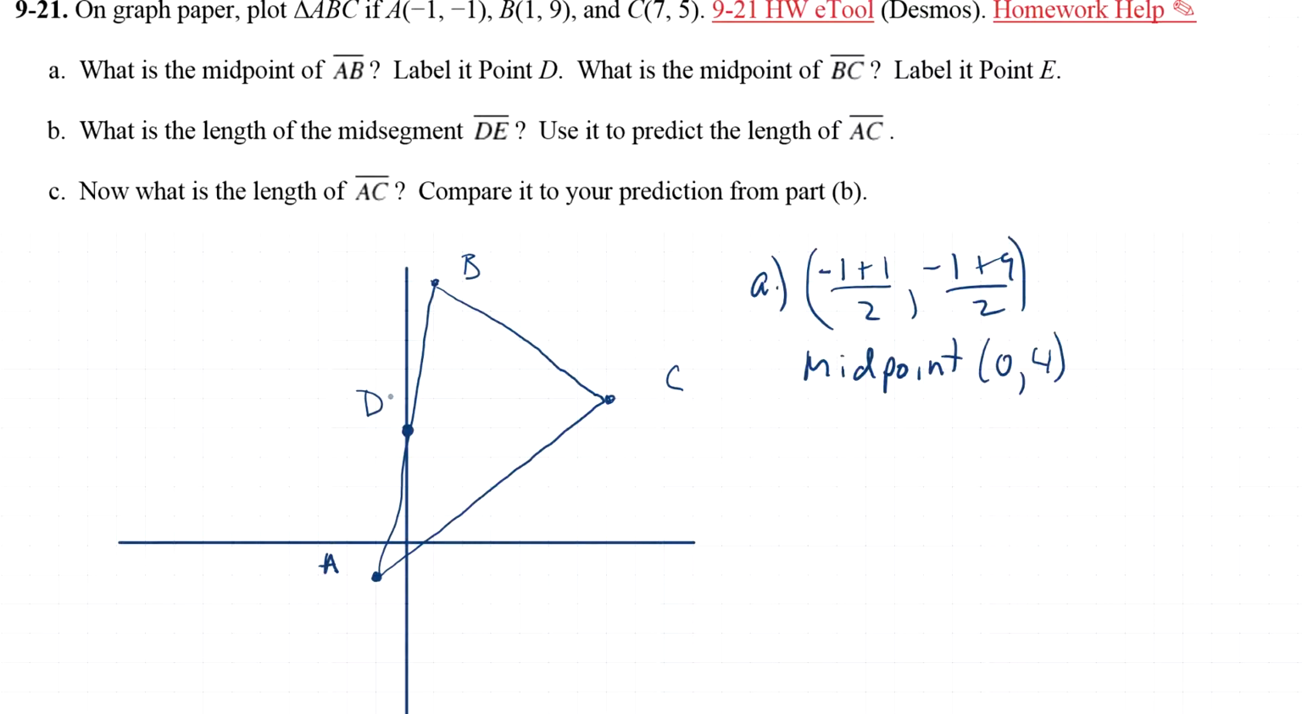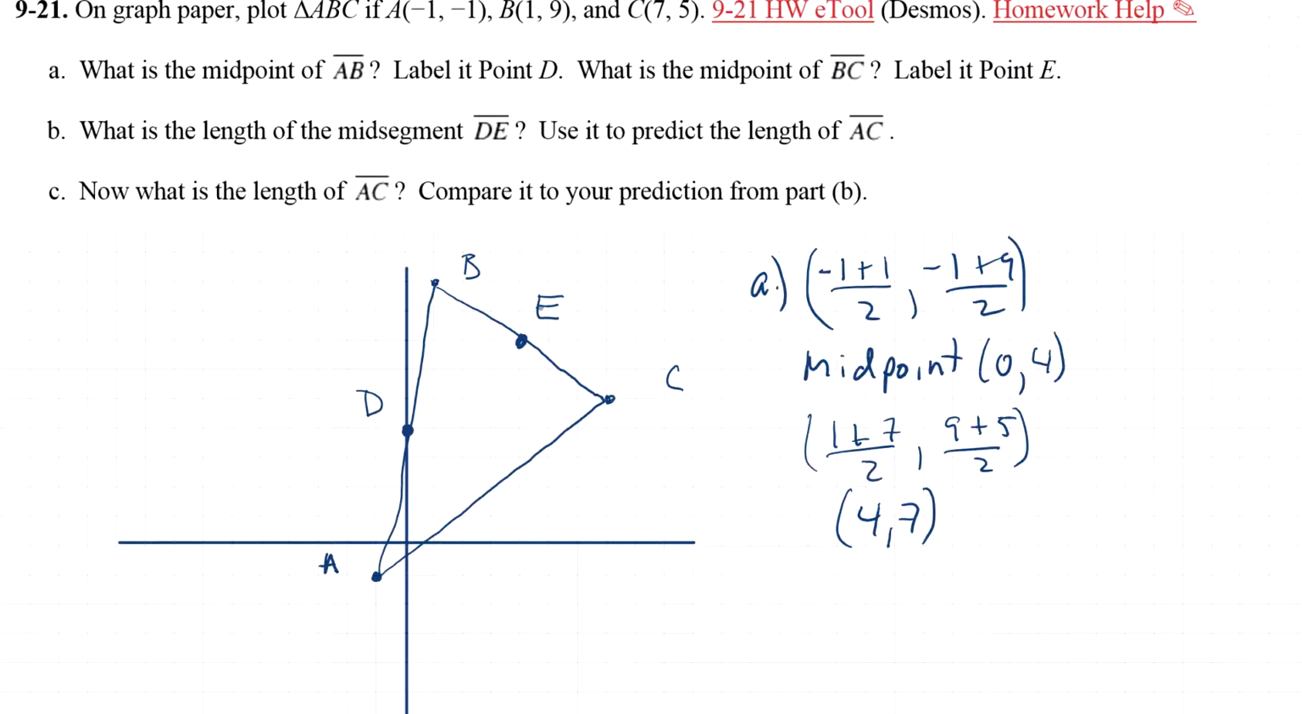Alright, so then it says, what is the midpoint of BC? So now when we label the midpoint of BC, we've got 1 plus 7 divided by 2, and then 9 plus 5 divided by 2. So 1 plus 7 is 8, that's 4, and then 9 plus 5 is 14 divided by 2, which is 7. So 1, 2, 3, 4, 1, 2, 3, 4, 5, 6, 7. Okay, and so it says label that point E.